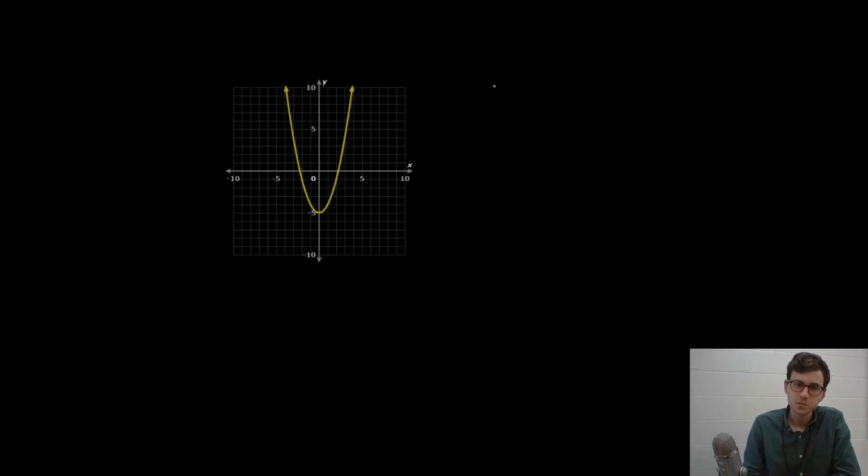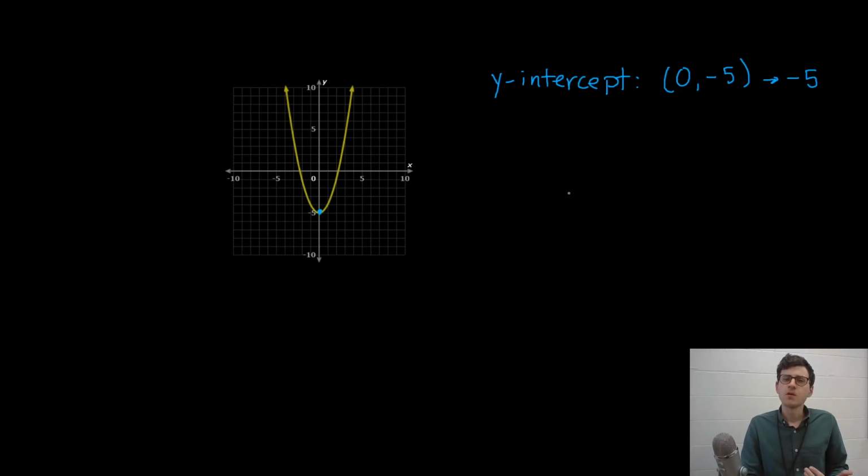Well, let's start with something familiar, the y-intercept, right? The y-intercept is where my graph crosses the y-axis. So here it crosses the y-axis, this point right here. So you would say the y-intercept is at (0, -5), or you might just say that it's -5 for the y-intercept.